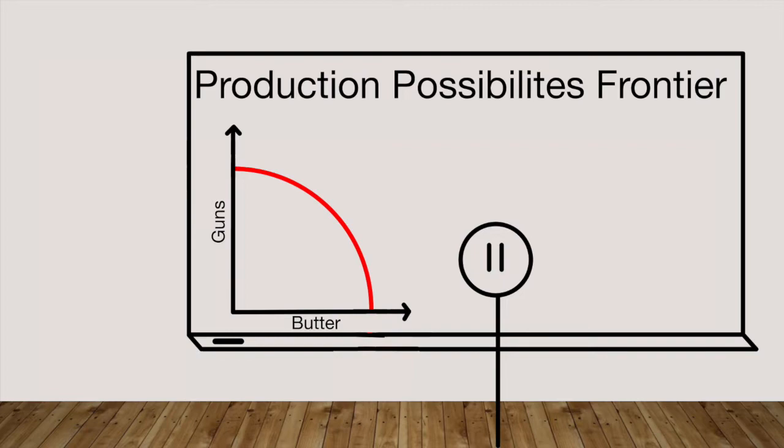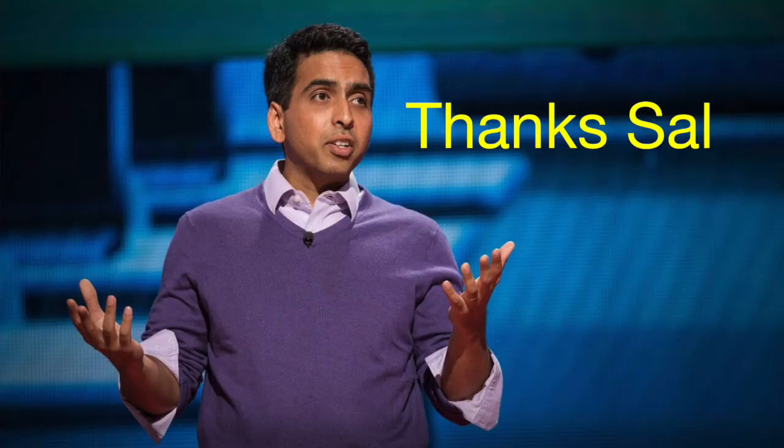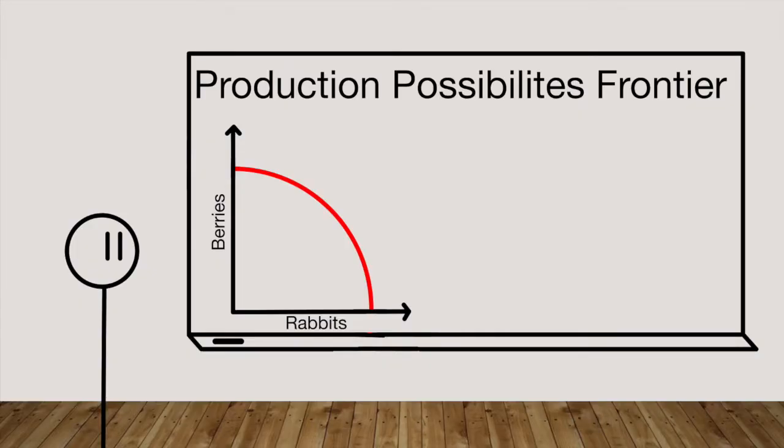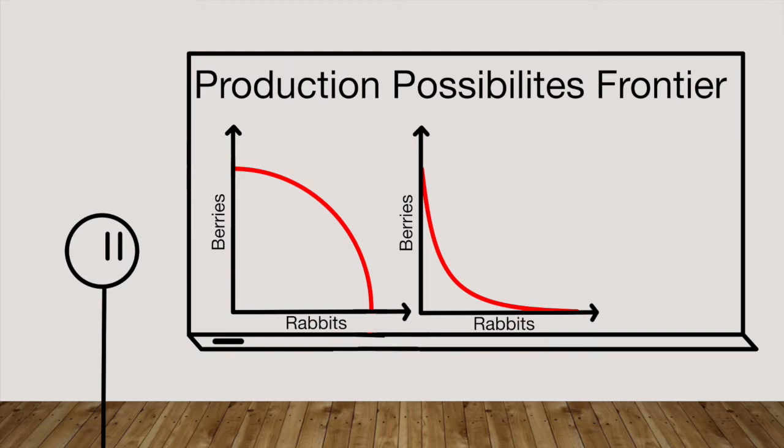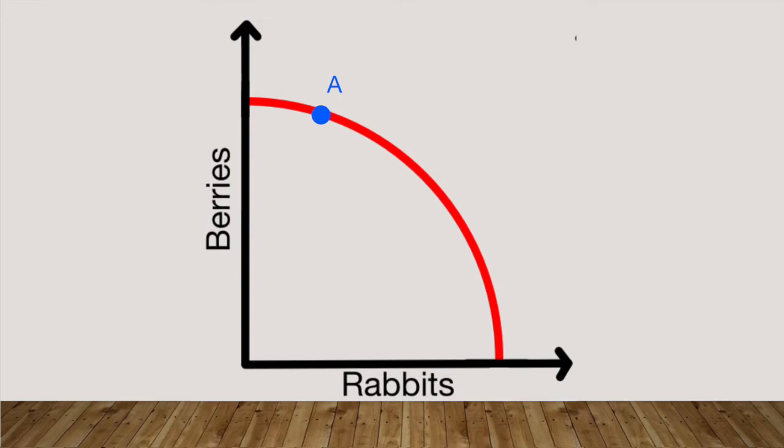To explain this, I'm going to borrow the example Sal uses in Khan Academy, which is rabbits and berries. So there are three ways this could go. We either have increasing opportunity cost, decreasing opportunity cost, or opportunity cost is fixed. So let's go in order. First, we have increased opportunity cost.